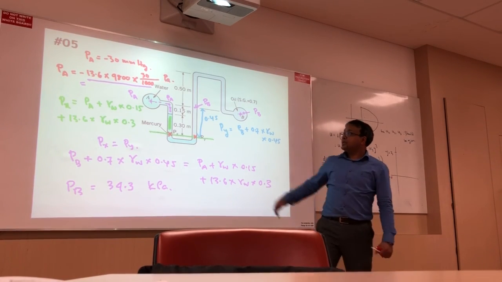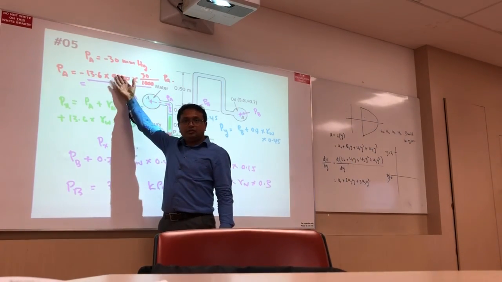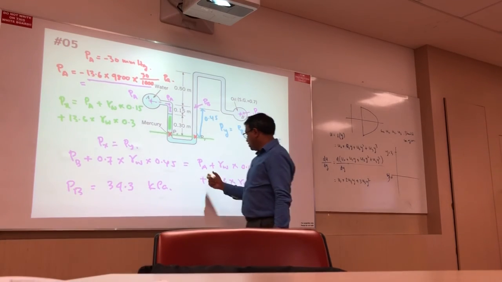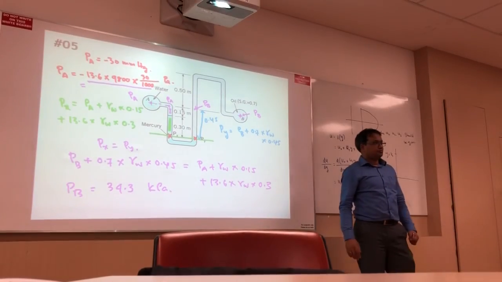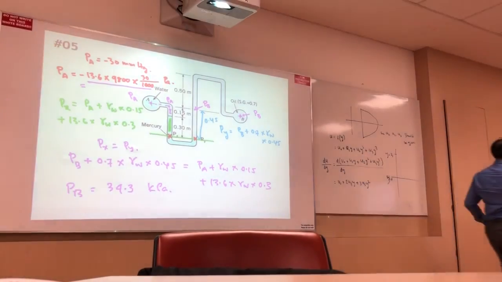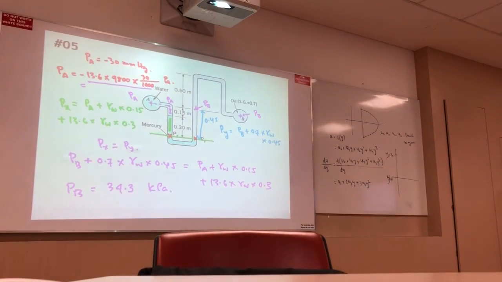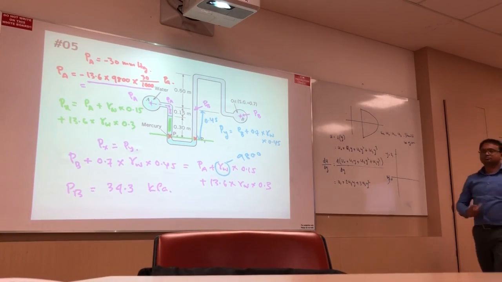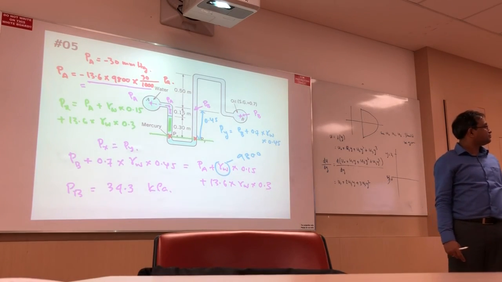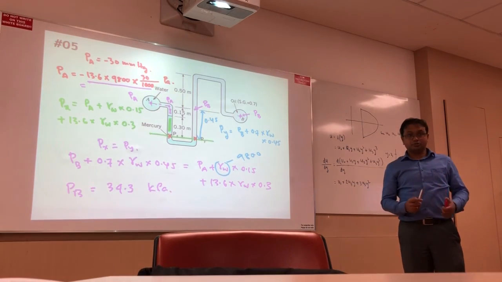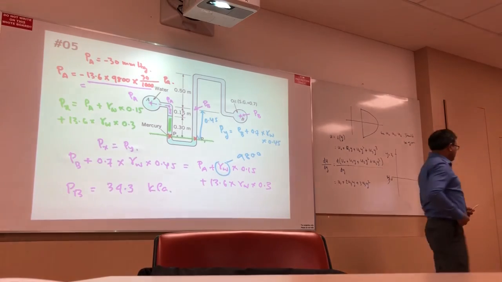PA is this number. You can calculate from here and put it here. Any question? In that question, the value of gamma W is 9800. Not difficult. So you have to solve by yourself. Practice.